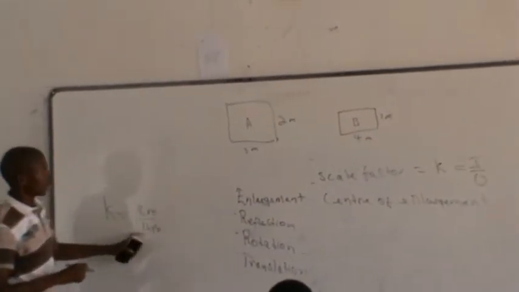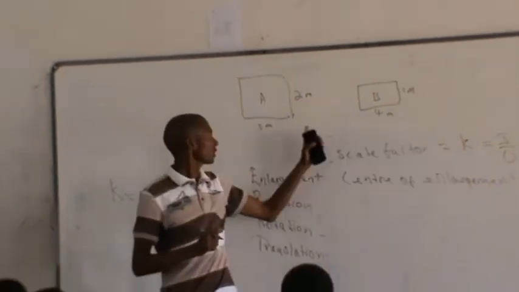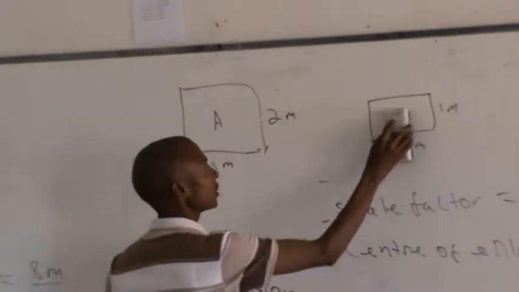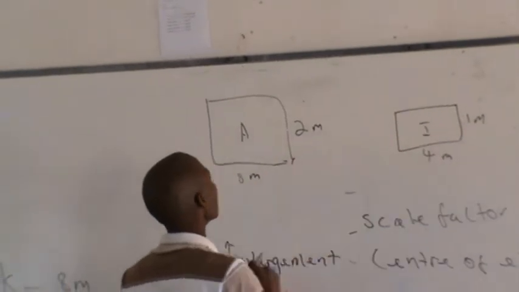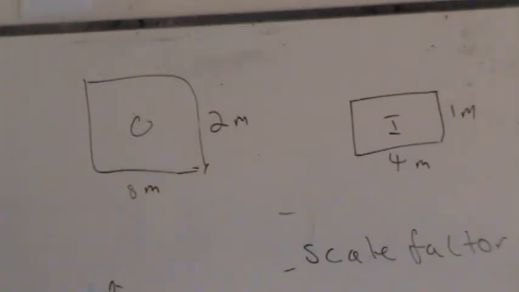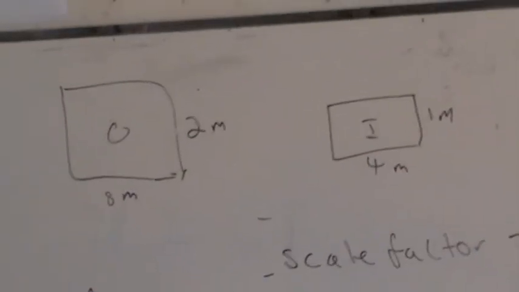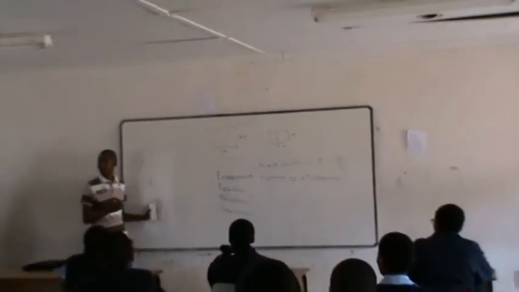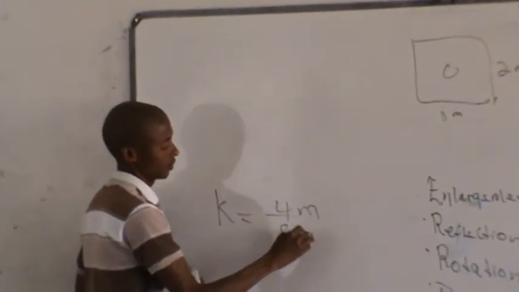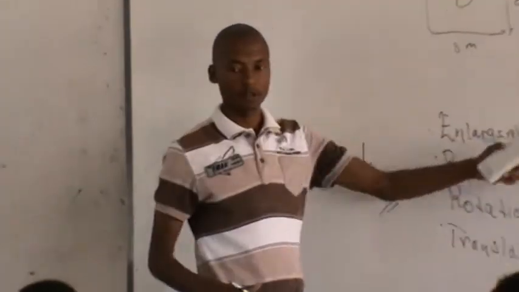Yes. Okay. Now you transform this figure using a certain scale factor. You are given all the sizes of both the object and the image. Maybe to avoid confusion, say this one is the image and then this one is the object. You want to correct this? Yes, sir. 4 meters divided by 8 meters. So we are going to have 4 over 8. So this is an example of a fractional scale factor.